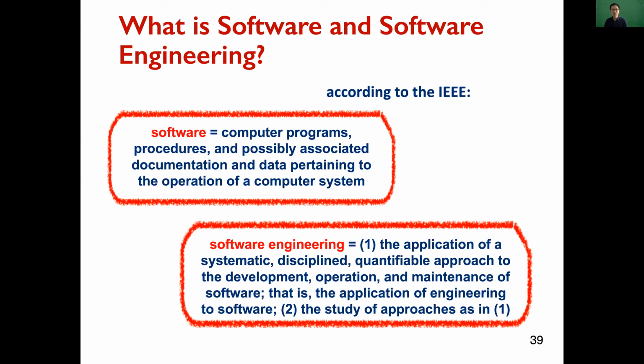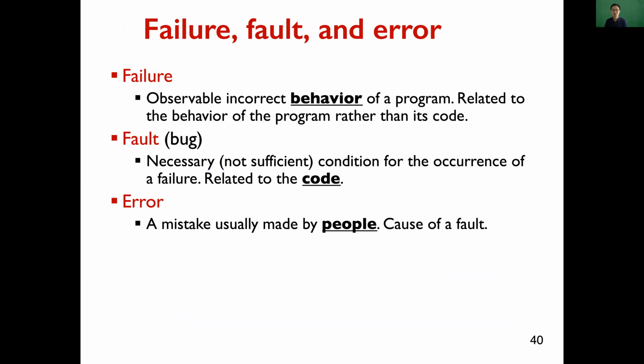Okay, let's go back to our exercise. What is a failure, what is a fault, and what is an error? A failure is an observable incorrect behavior of a program. It's related to the behavior of the program rather than its code. A fault is a necessary but not sufficient condition for the occurrence of a failure. It's related to the code. A fault is also a bug. An error is a mistake usually made by people. It's a cause of a fault.